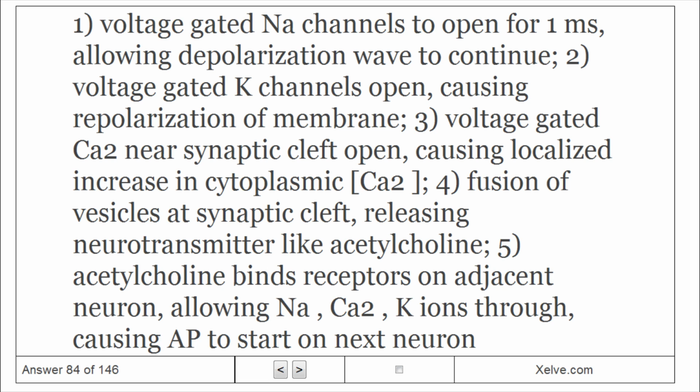Four, fusion of vesicles at the synaptic cleft, releasing neurotransmitter like acetylcholine. Five, acetylcholine binds receptors on the adjacent neuron, allowing Na and K ions through, causing an AP to start on the next neuron.